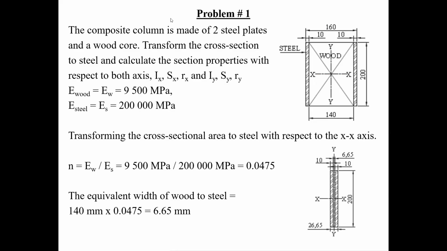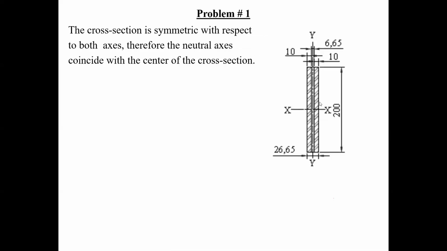And here, what happens is that the centroids of this transformed section happen to coincide. Therefore, you don't have to use the parallel axis theorem to calculate the section properties. So you can simply take this as your B, and take this as your H or your D, whatever you want to use. The cross section is symmetric with respect to both axes, therefore the neutral axis coincides with the centroid. That's the first thing you should realize.